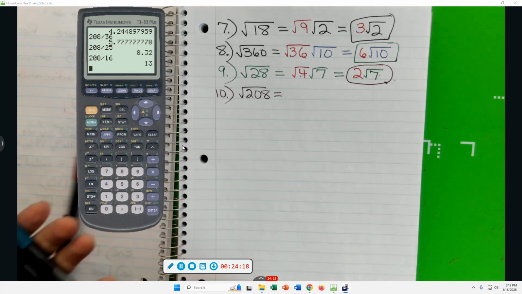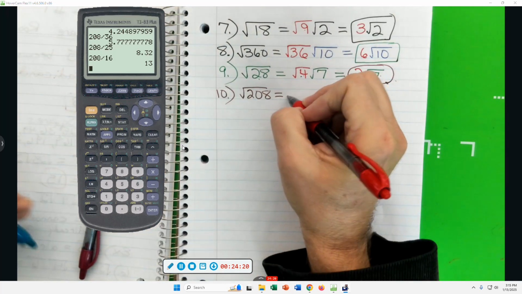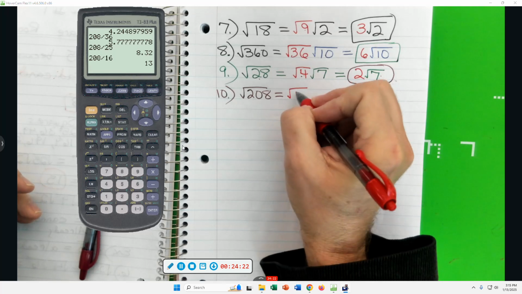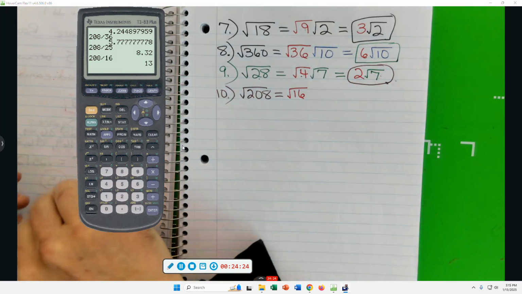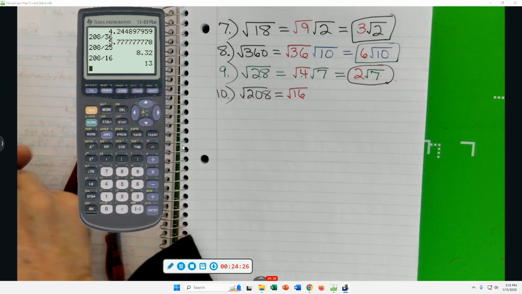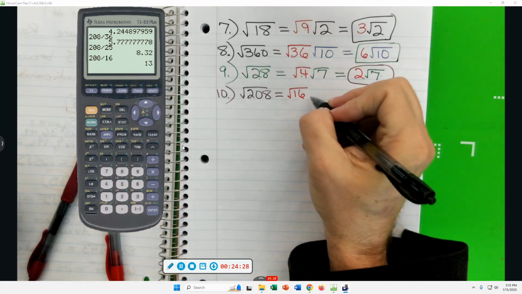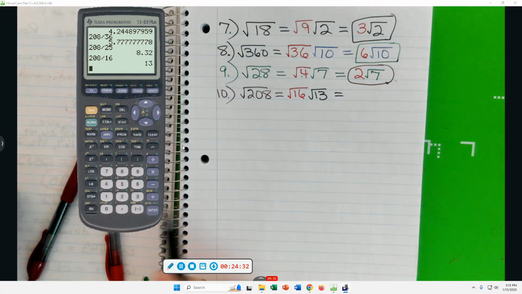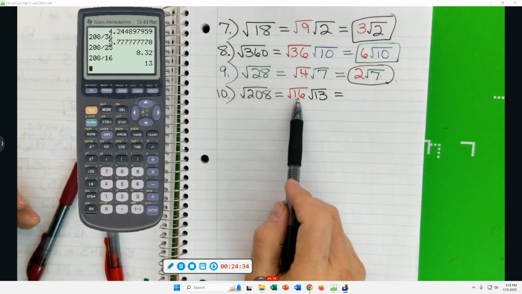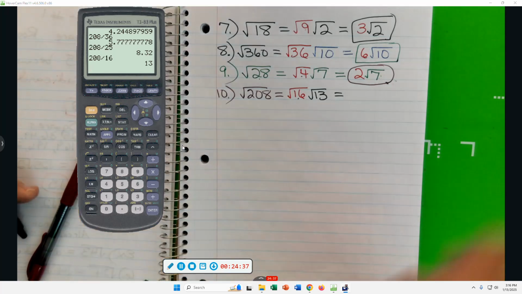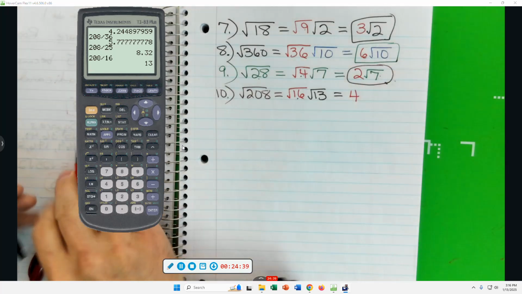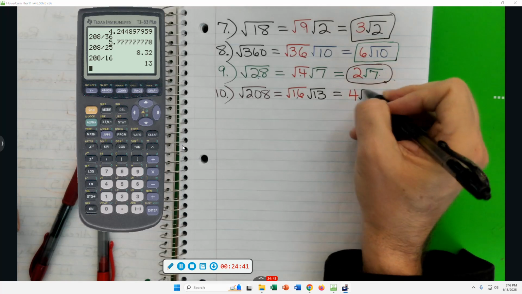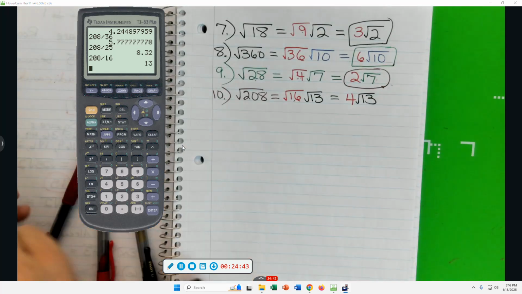So that means we have the square root of 16 times the square root of 13. And what am I going to write in place of the square root of 16? 4. So I'll have 4 times the square root of 13 as my final answer.